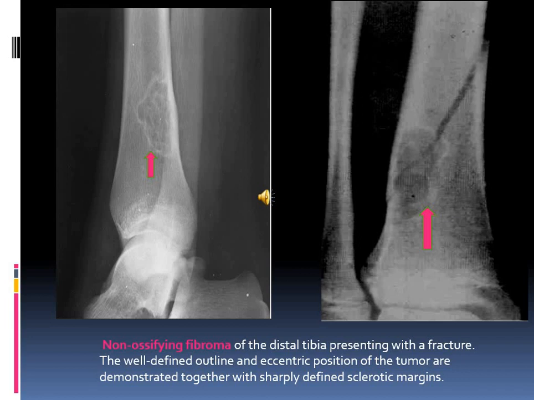As you can see in the next image on the right side, there is an oblique fracture line involving the osteolytic lesion that is seen in the lower tibia. So this represents an area of pathological fracture seen in a patient having non-ossifying fibroma.